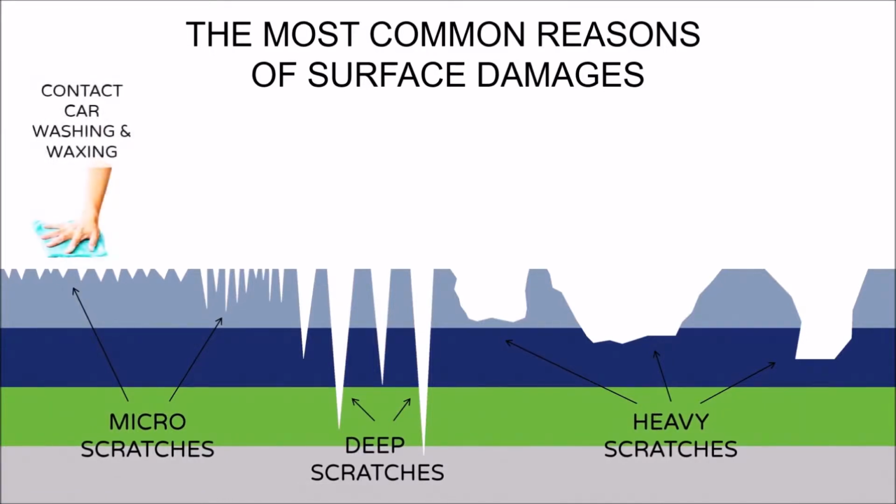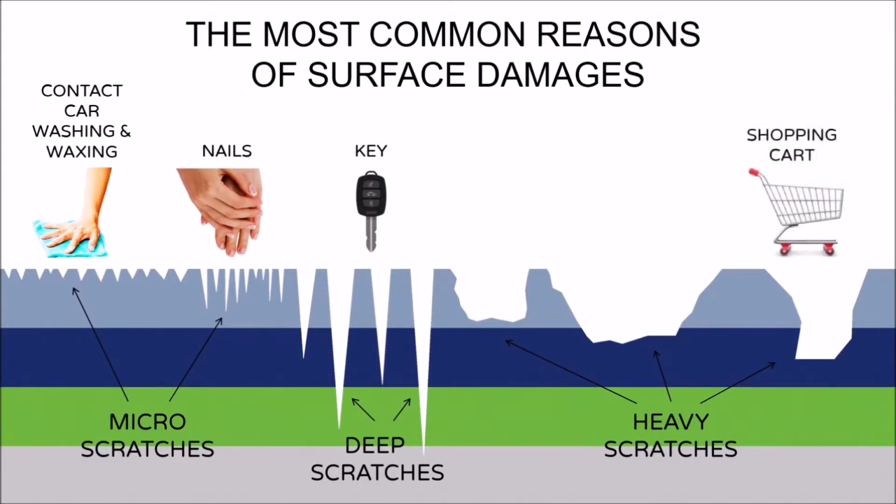Micro scratches are caused by any automated or hand contact car washing and waxing. Another very common reason for damage is contact with fingernails, mostly around the door handle. Deep scratches are caused by keys, rocks or coins. And finally, heavy scratches are caused by shopping carts and motorcycle handles.